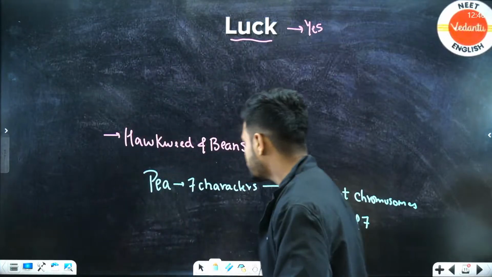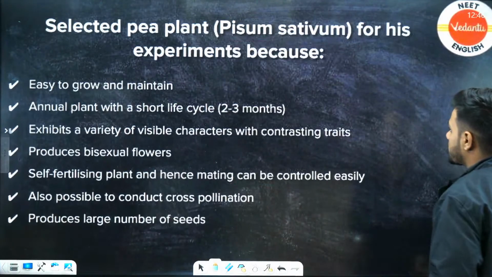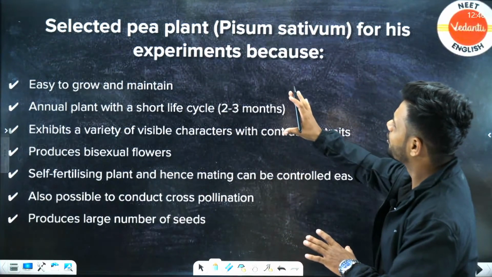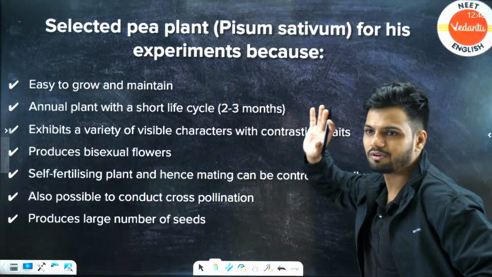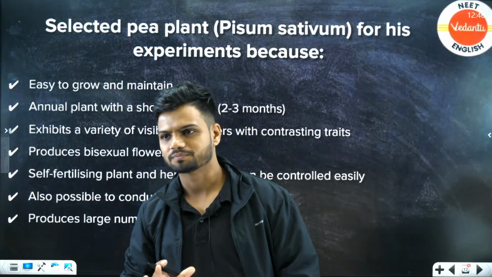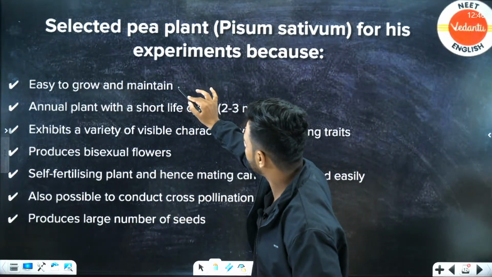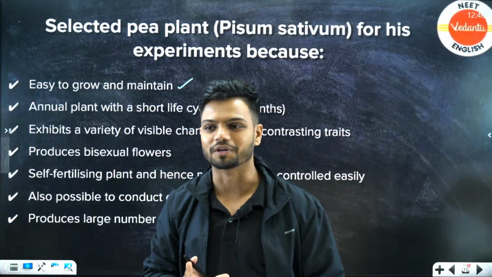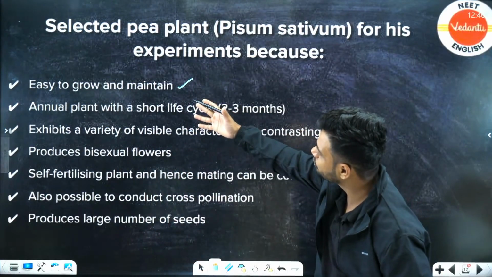Okay? Now, let's go to the next concept. Next concept is very simple. Why did he select the pea plant? It is very important to understand. Obviously, it is easy to grow and maintain. Students, questions will come from here. It is very easy to grow and maintain.